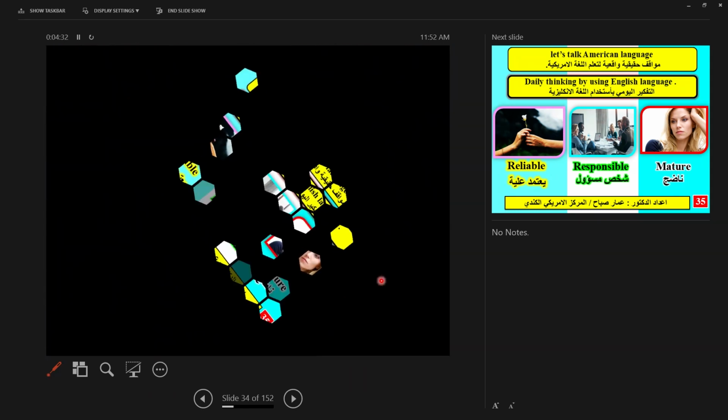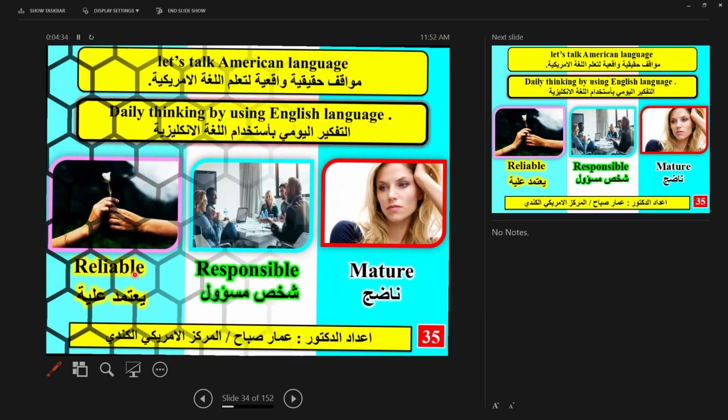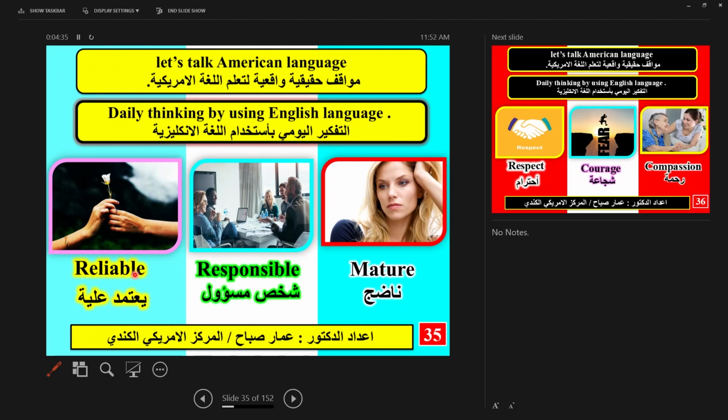Reliable, what's the meaning of reliable? Not real. Reliable means someone you can depend on. Responsible, what's the meaning of responsible? Mature. Reliable. Responsible. Mature.